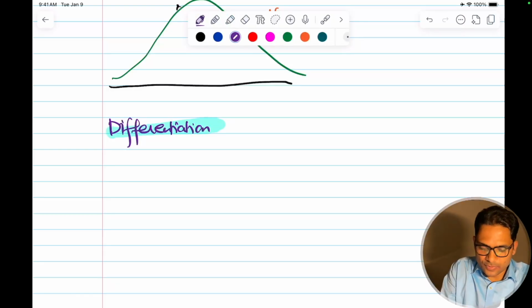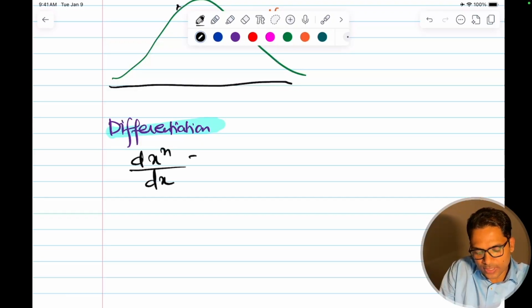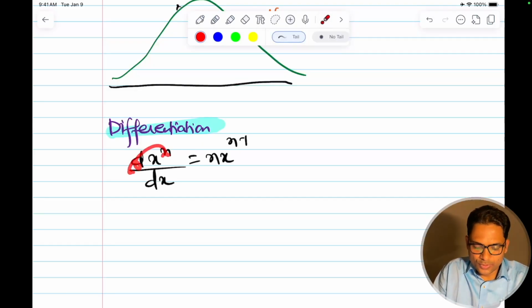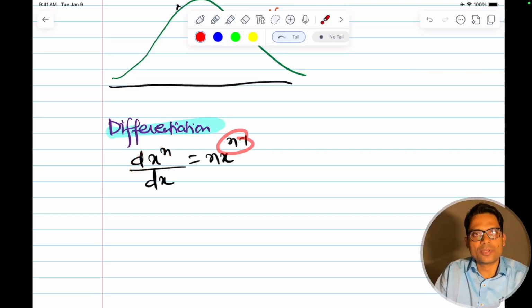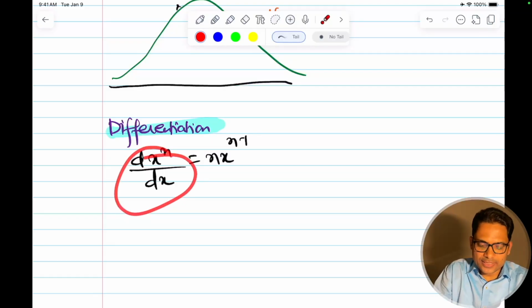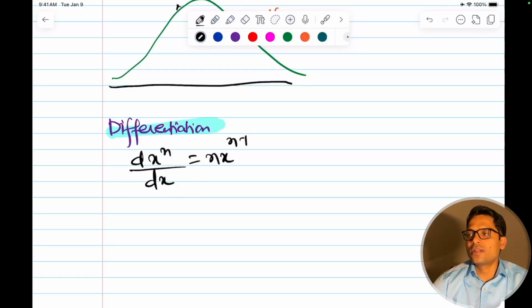This is a difference. The formula I'll write you. For example, d x to the power n by dx, the formula I'll give you is n x to the power n minus 1. So you put the power here and reduce the power by 1. And if it's a constant, then it becomes 0, because a constant doesn't change. So it is differentiation. Differentiation just measures how much a function is changing at a given point.